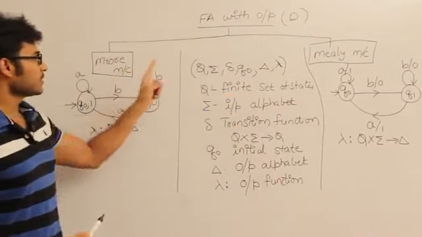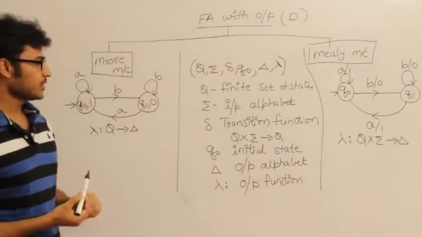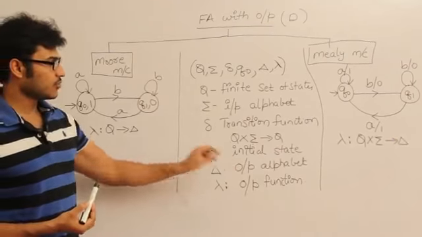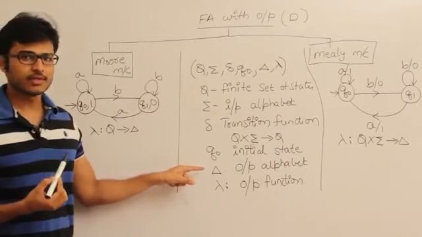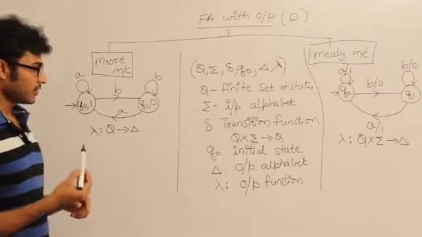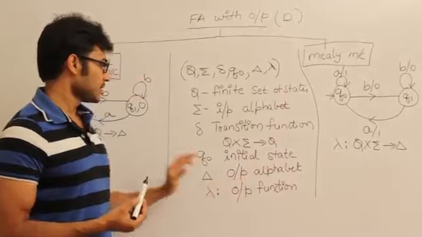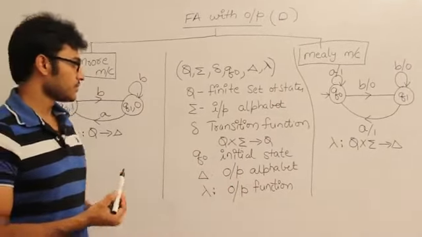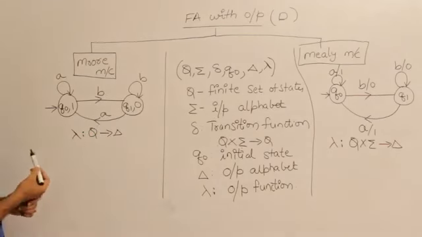So both Moore machine and Mealy machine are deterministic. And Q0 is the initial state, and capital delta is the output alphabet. What is output alphabet? Output alphabet is nothing but the symbols which are supposed to be printed, the symbols which will be outputted by these automatas. And lambda is the output function. This function will determine what will be printed as the output.